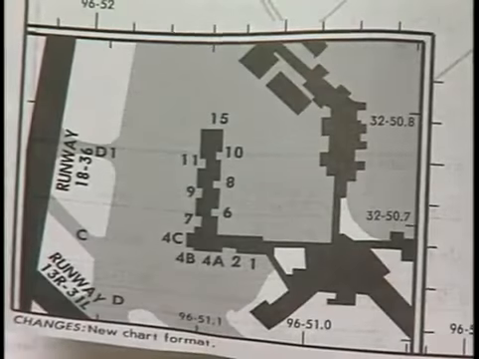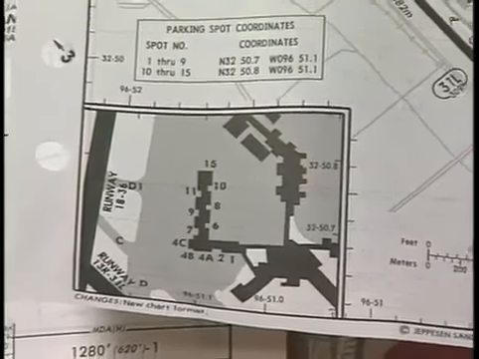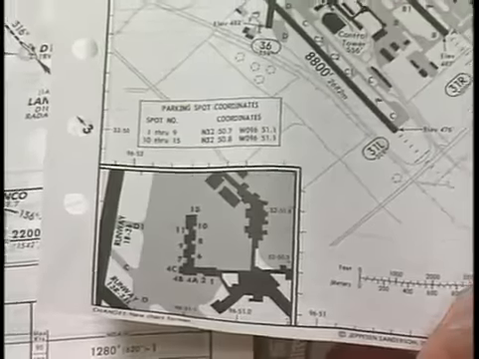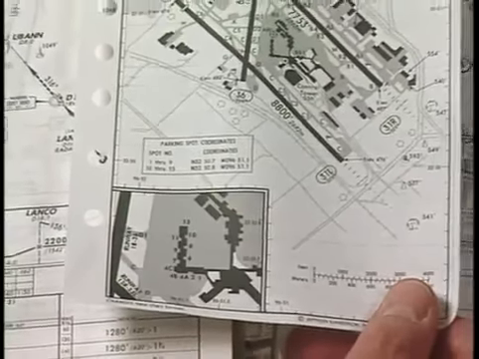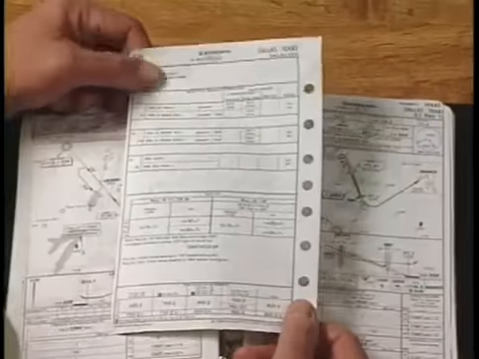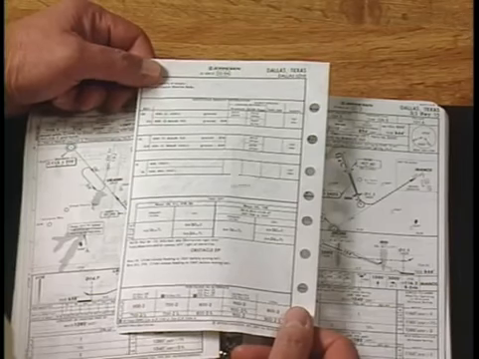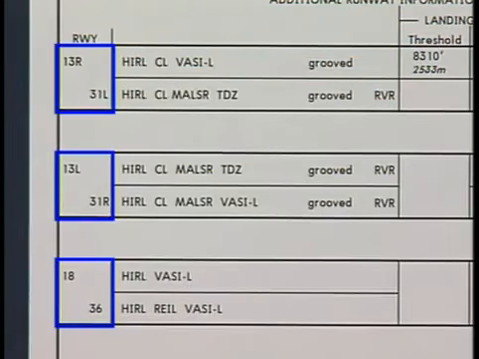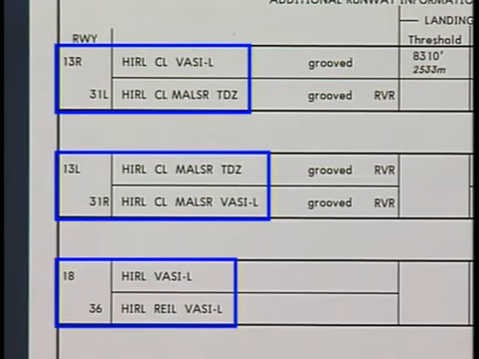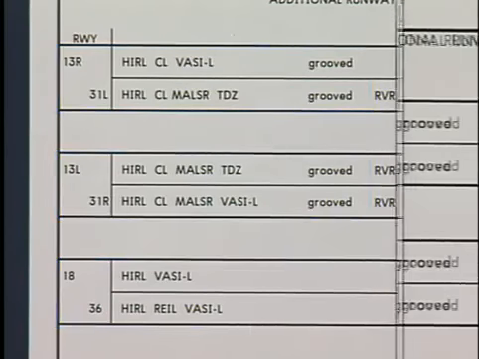The additional runway information section presents more detailed information than can be shown on the plan view. Typically, this information would be shown on the lower portion of the chart. In the case of Dallas Love, however, this information is shown on a separate page because of the sheer amount of information available. This section includes a listing of each runway with its lighting systems, including VASI or related systems, and whether the runway is grooved.